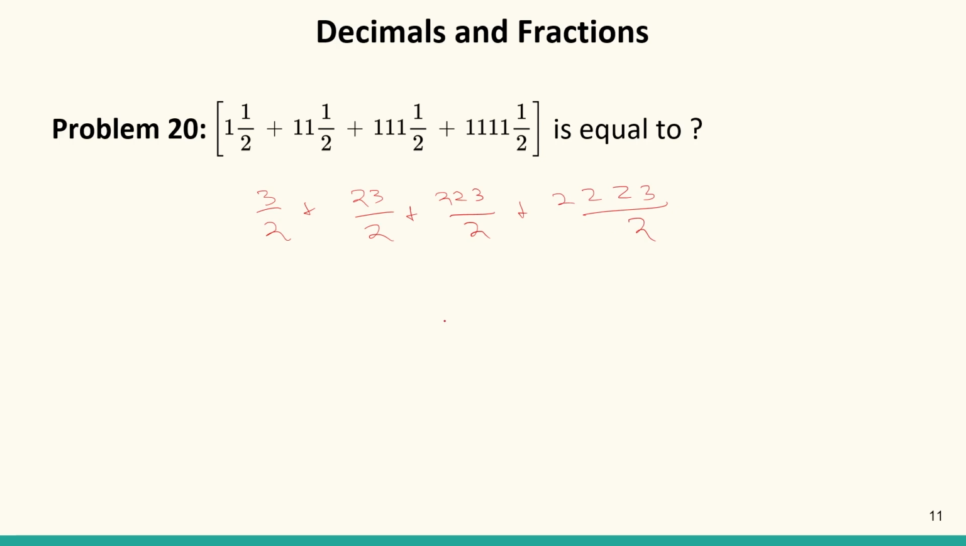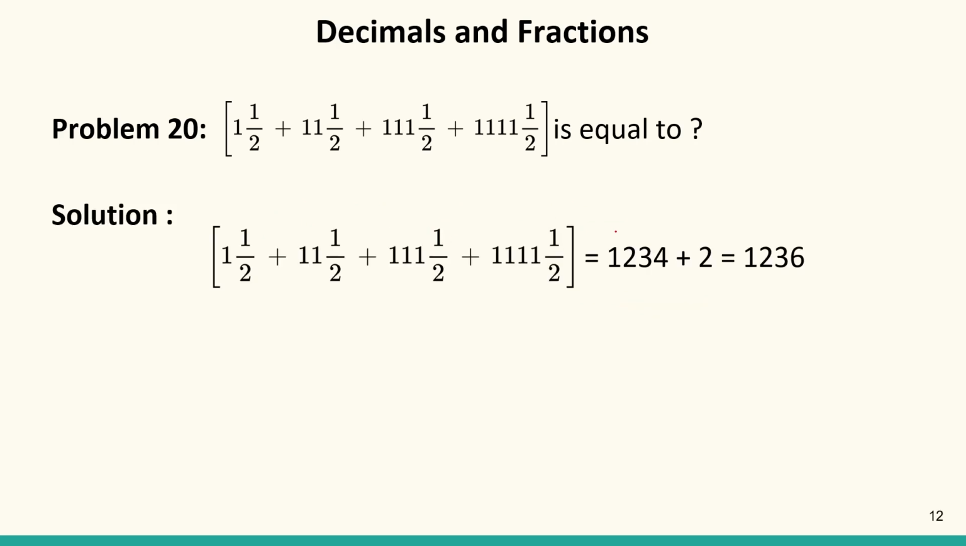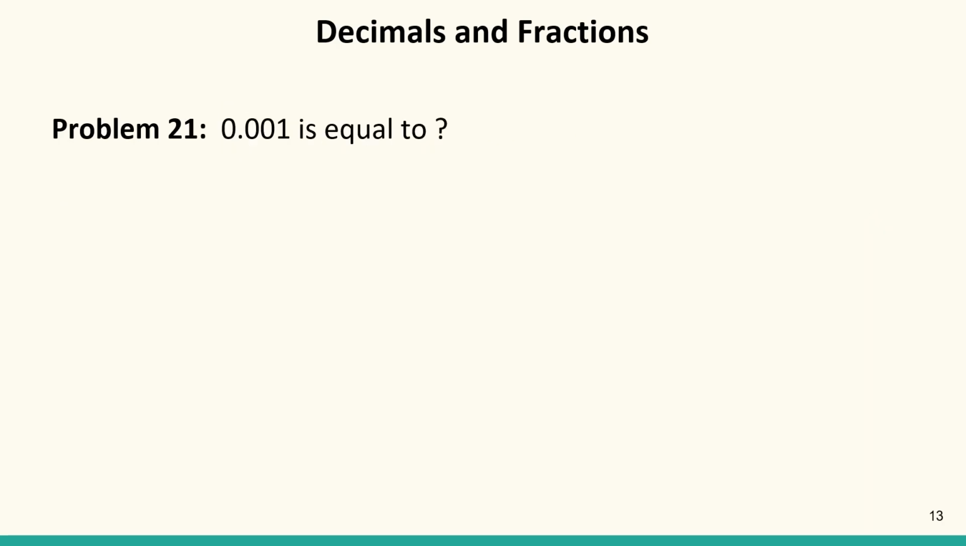Since the denominators are the same, we can write the common denominator here and add the upper numbers there. So what we are left with is 1 2 3 4 plus 2, that is actually equal to 1 2 3 6. This is the final answer.